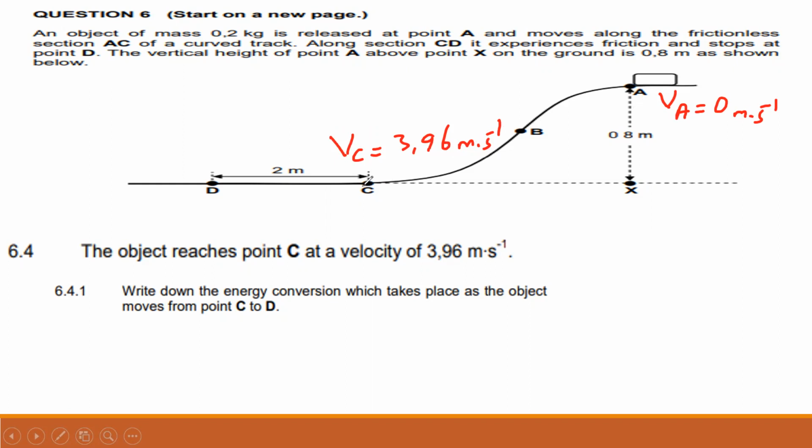And then after C, we have friction, people. Friction between D and C, slowing down. Final velocity will be 0. Maybe in the next question we can explain that. Okay. So what energy conversion? Because of friction, mechanical energy is converted to heat energy or sound energy.